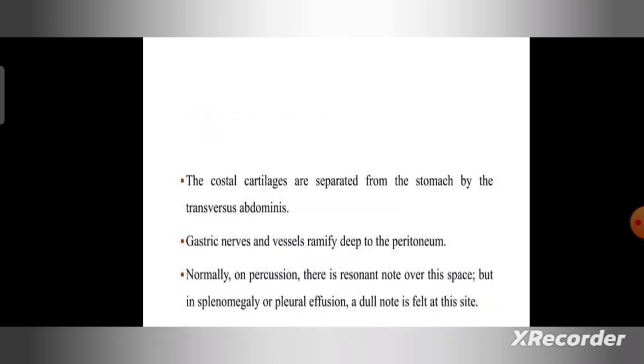The costal cartilages are separated from the stomach by the transversus abdominis muscle, and gastric nerves and vessels ramify deep to the peritoneum. Normally on percussion there is a resonant note over this space, but in splenomegaly or pleural effusion a dull note is felt at this site.